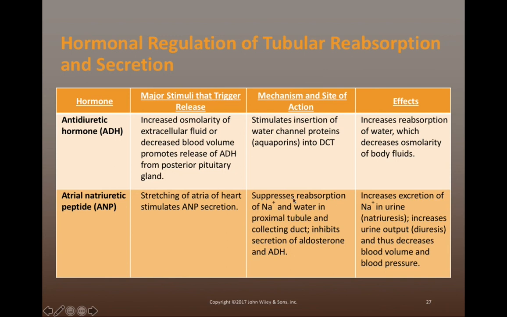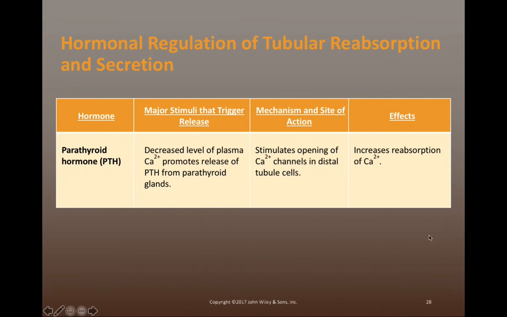This is working against antidiuretic hormone, angiotensin II, and aldosterone, and you can see that it actually inhibits their release as well. By suppressing sodium reabsorption, more sodium is going to be excreted in the urine, and therefore more water is going to be leaving in the urine as well. So that's going to increase the entire urine output as well. By releasing more urine, we're going to be left with a lower blood volume and a lower blood pressure. So once again, atrial natriuretic peptide is the outlier here, as this works against the other hormonal regulators.